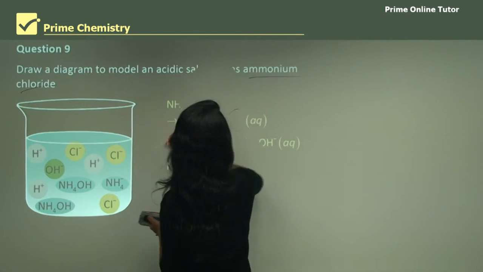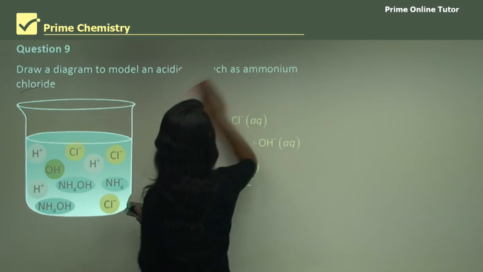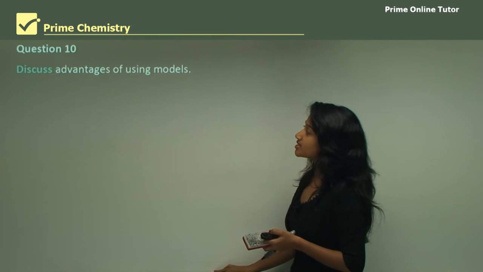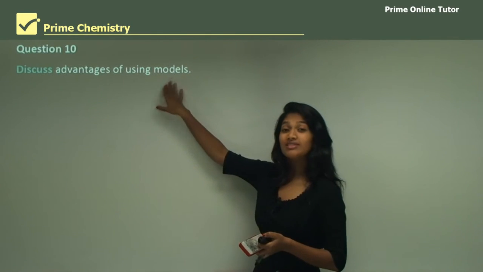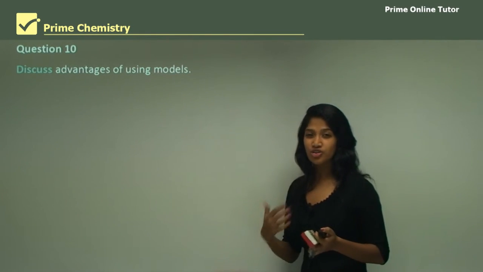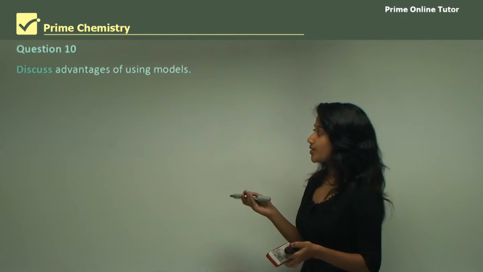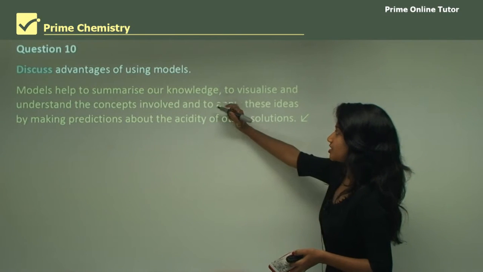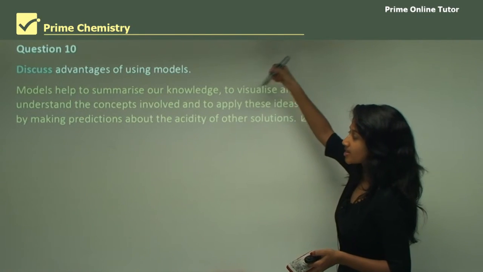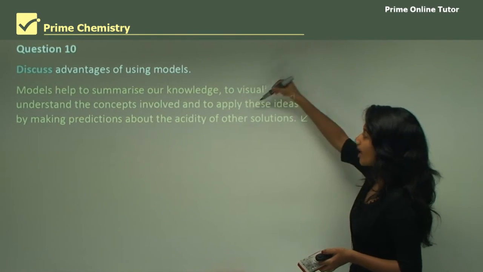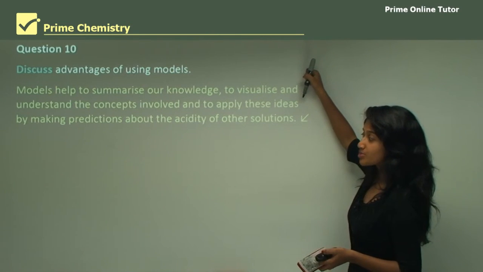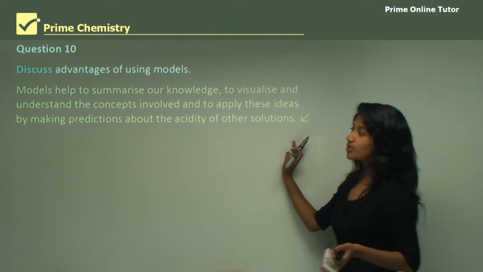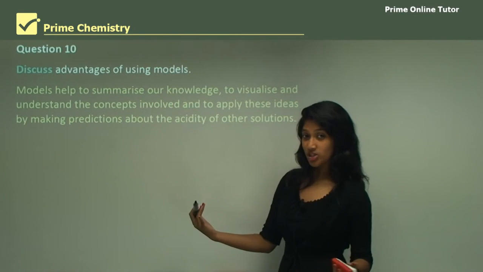Now moving to question 10. It says to discuss advantages of using models. When it says discuss, you have to provide your own opinion as well. Models help us to summarize our knowledge, to visualize and understand the concepts involved, and to apply these ideas by making predictions about the acidity of other solutions. In other words, this is a very practical based question.